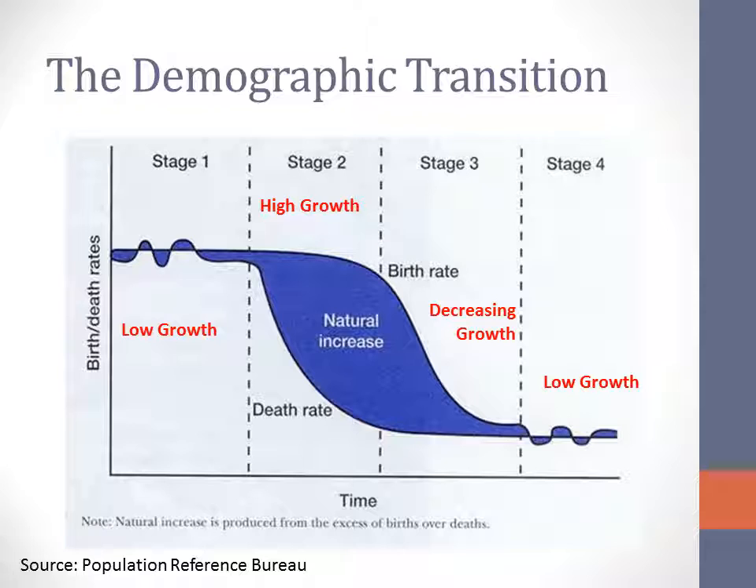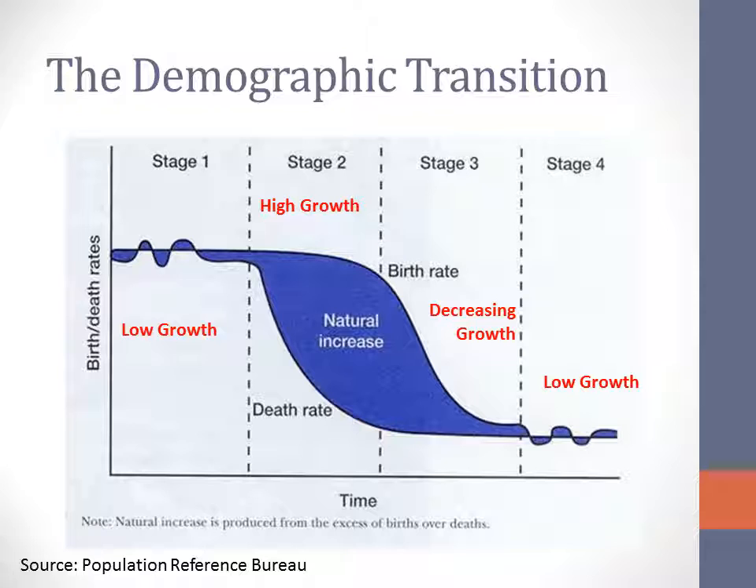Once people realize that more of their children survive to adulthood, and also perhaps economies change and people move from a farming economy, families have a need for fewer children. Stage 3 is marked by low birth rates and death rates, leading to nearly zero natural increase. And when countries reach zero natural increase or extremely low growth, they are at stage 4.